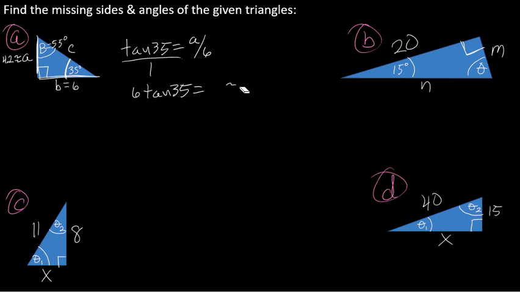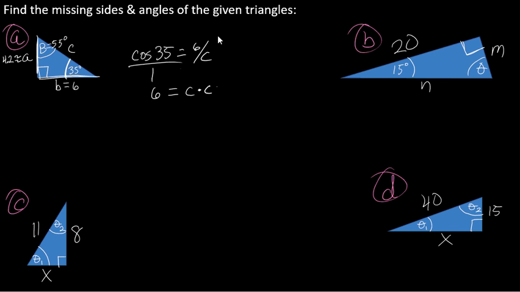For C, I'm going to use cosine because I haven't used cosine yet in this video. So why not? Cosine of 35 is equal to 6 over C. Again, I want to put cosine of 35 over 1 so that I can cross multiply. So 6 times 1 is 6, and C times the cosine of 35 is C cosine 35. Divide by cosine 35 on both sides, and I get C, or 6 over the cosine of 35 is equal to C.